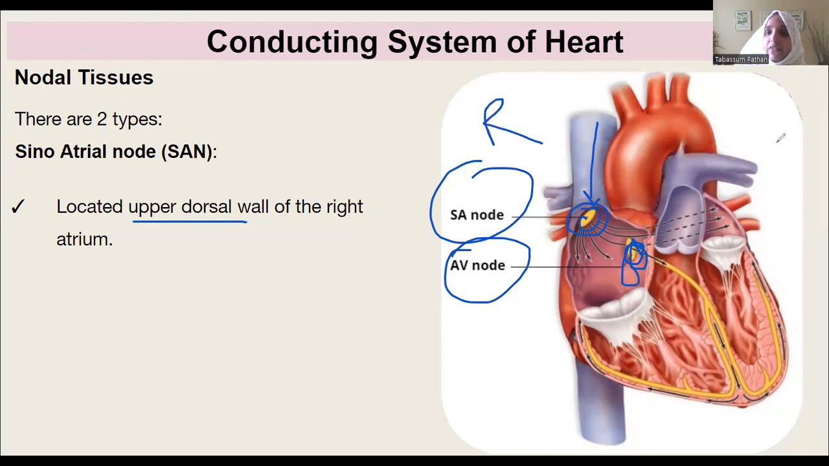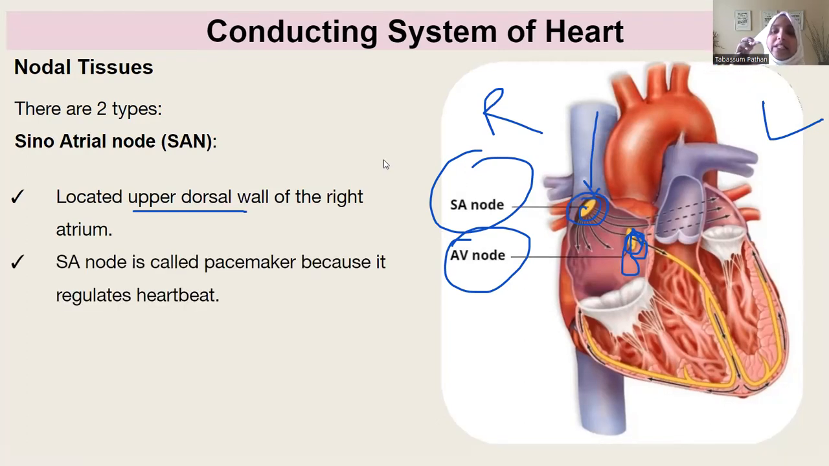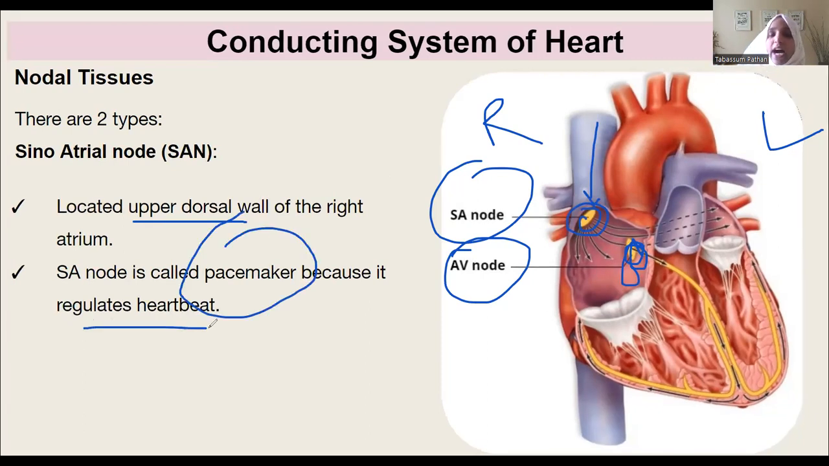This is the right side of the heart and this is the left side of the heart. The SA node is in the right auricle, and it is the first member of the conducting system of the heart. First member means the heartbeat is generated with the impulse, or the signal, that the SA node generates. It then carries the impulse and gives it to the next member, the AV node. That is why it is also known as the pacemaker of the heart, which regulates the heartbeat.